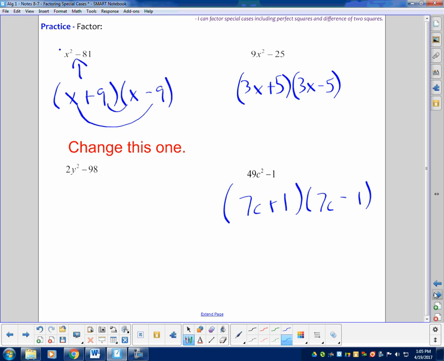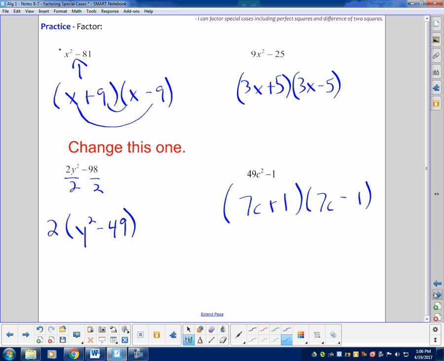Every time you factor a quadratic polynomial, you should always look for a GCF first. Is there a GCF? Yes. 98 is not the GCF. 2 is the GCF because 2 goes into each of these. They're both even numbers, right? So I can divide each one by 2 and put a 2 out in front. 2y squared divided by 2 is y squared. 98 divided by 2 is 49.